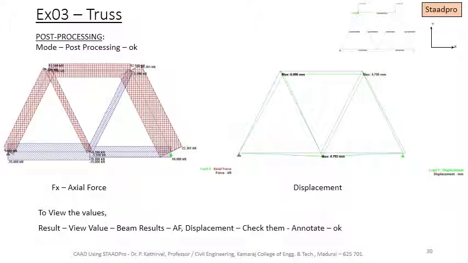To view the results, go to result menu, view value, beam results, click axial force, and you can also check displacement, annotate OK. So you can see the values of the axial force in the diagram. And then if you check displacement, which is the green button at the top, you can see the displacement at various nodes with the values.